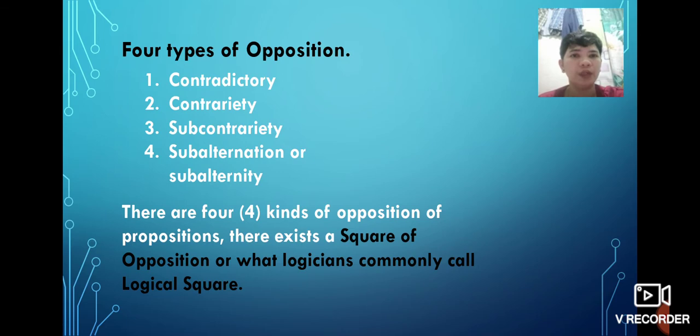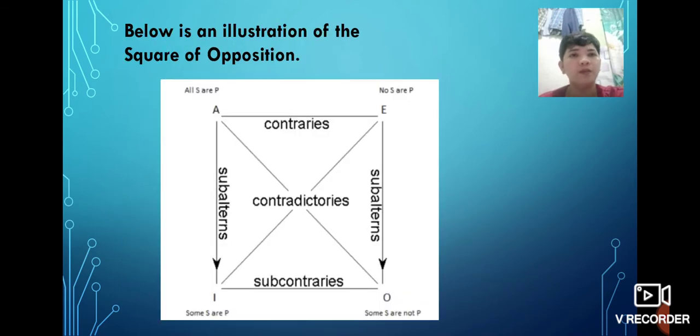We have the four types of opposition. The first one is contradictory, the second is contrariety, the third one is subcontrariety, and the fourth is subalternation or subalternity. They have the square of opposition, or what logicians commonly call the logical square. So this is the logical square, or square of opposition.